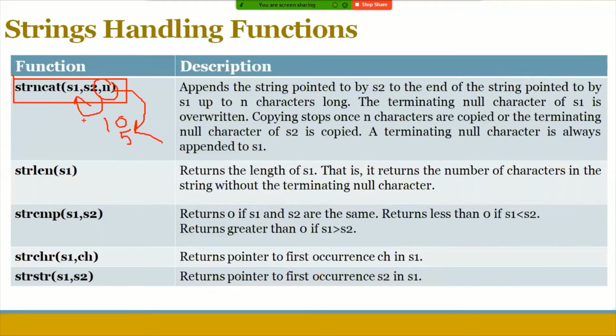In this particular case also, the first string's terminating character is overwritten. The second string's null character will not be appended, but after appending 5 characters of the second string at the end of the first string, a null character needs to be appended at the end of the first string. That is about string concatenation up to n number of characters.